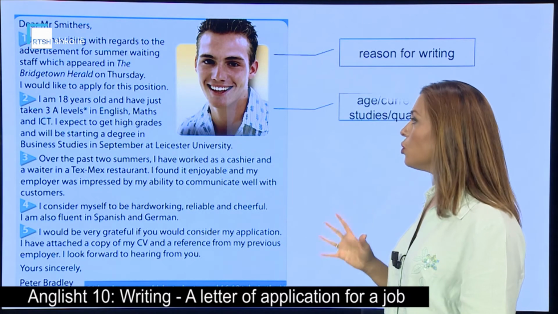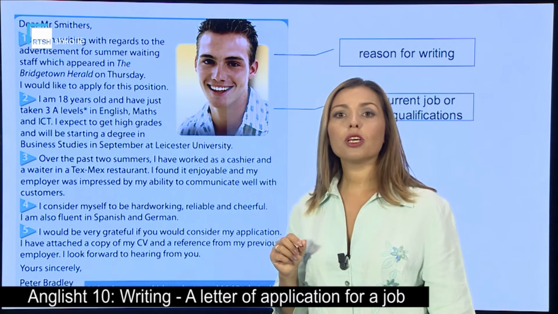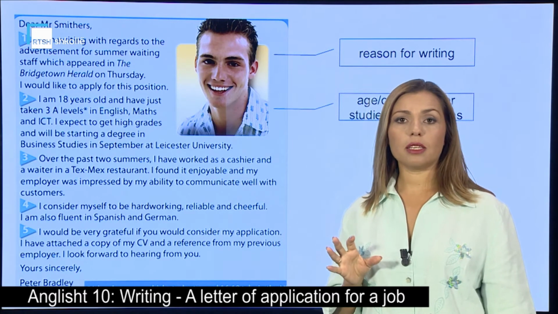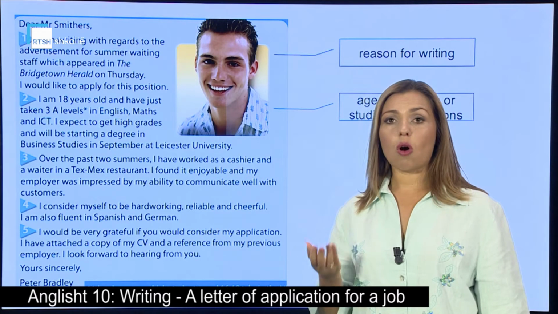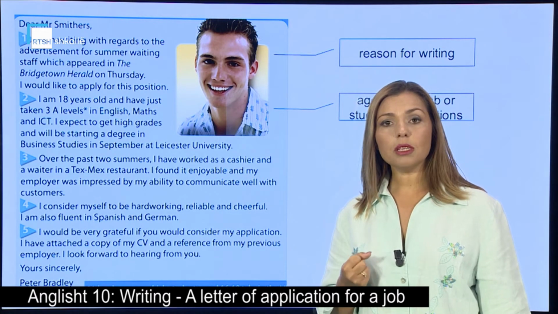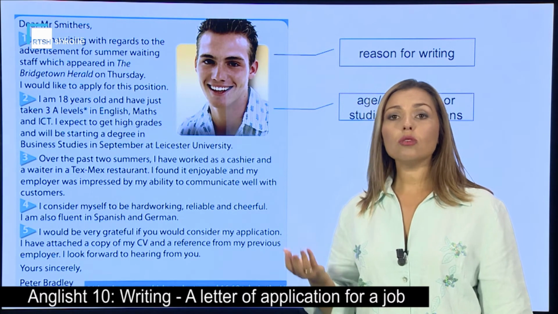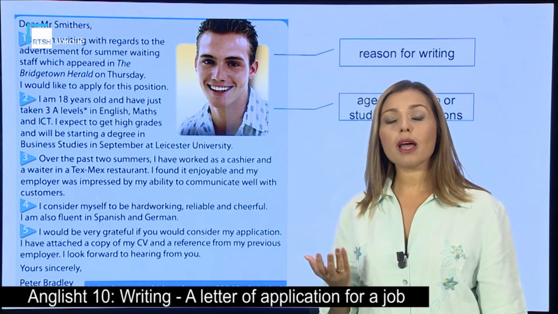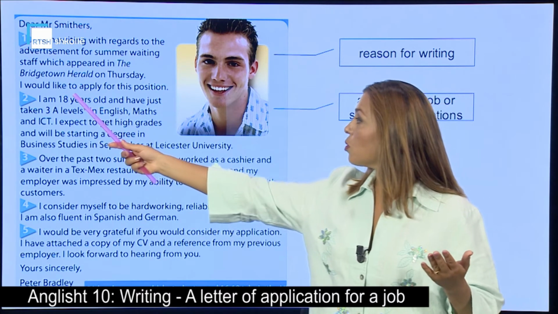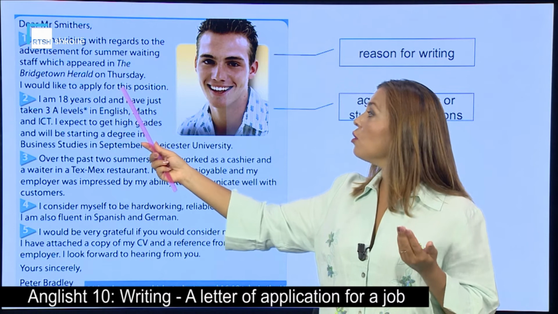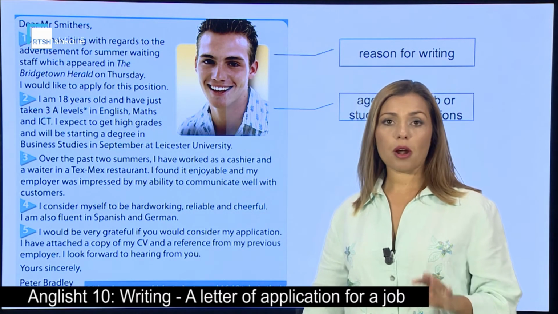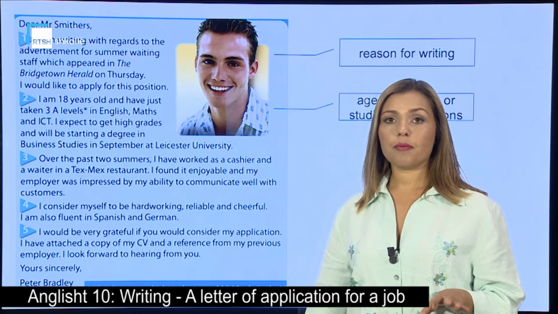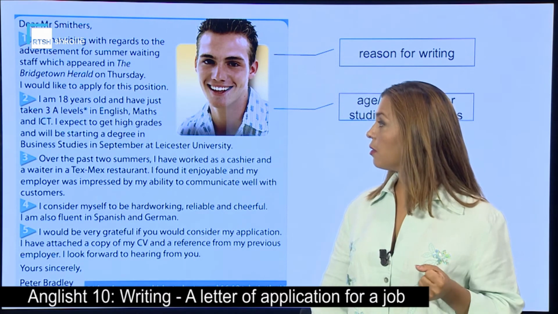So what do we include? We include the reason for writing. So we say where we saw the advertisement and what the reason is. Why are we writing this email? Because we would like to apply for this position. And the first paragraph finishes. We move on with the second.